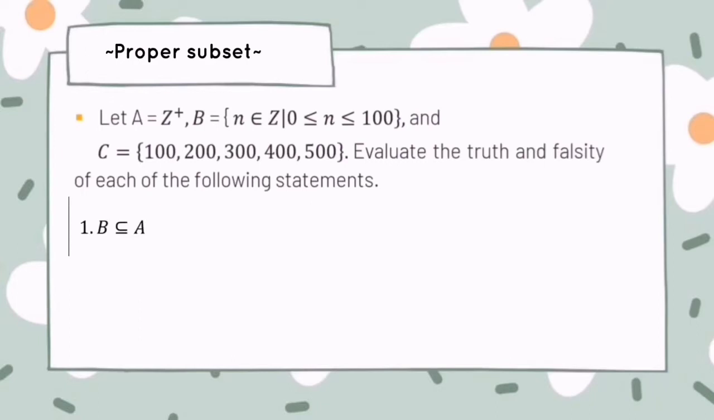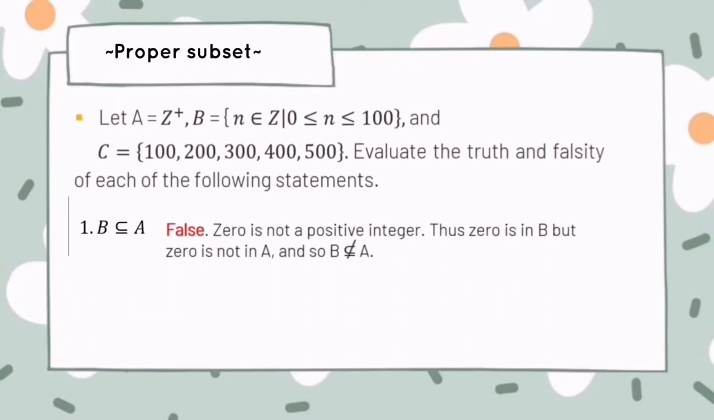Number 1. B is a subset of A. Ibig sabihin, yung elements ni B ay dapat makikita kay A. And the answer is no. It is false because 0 is not a positive integer. Though 0 is in B, 0 is not in A. And so, B is not a subset of A.